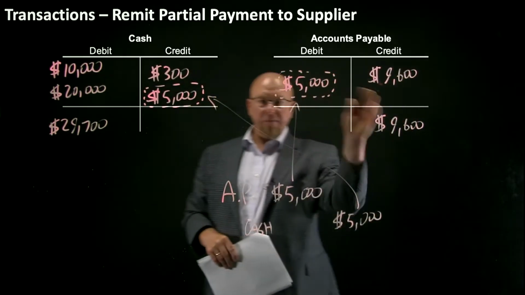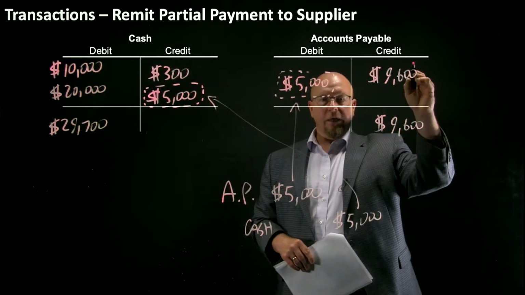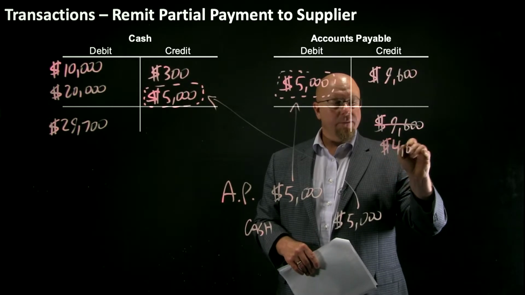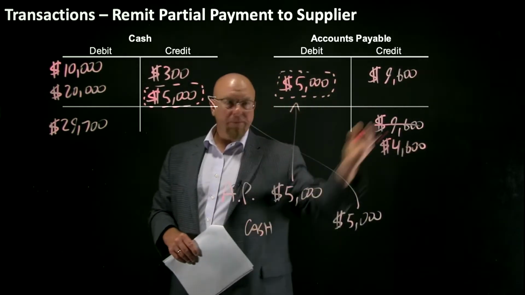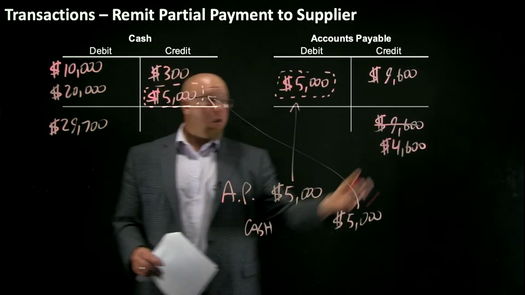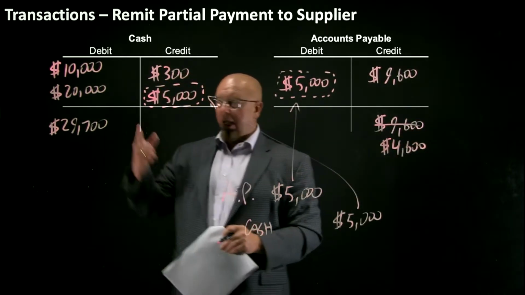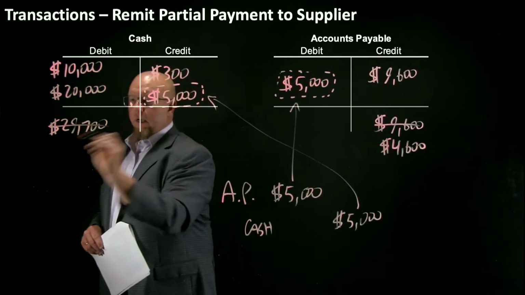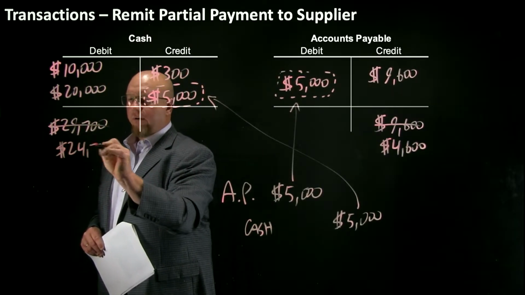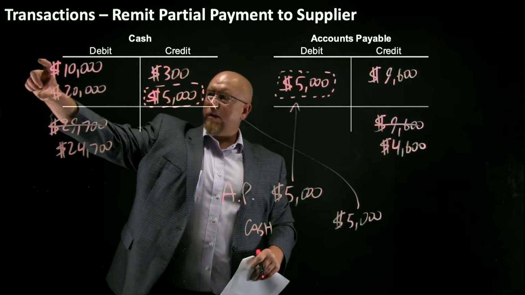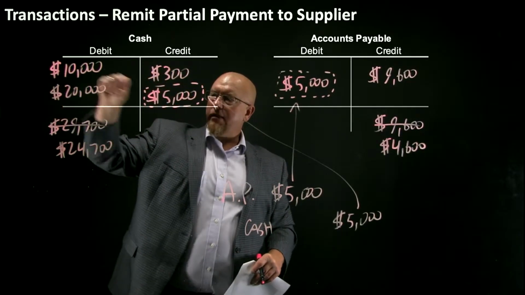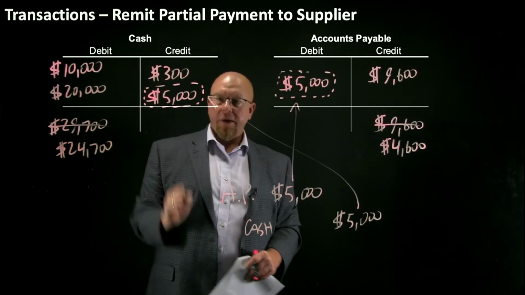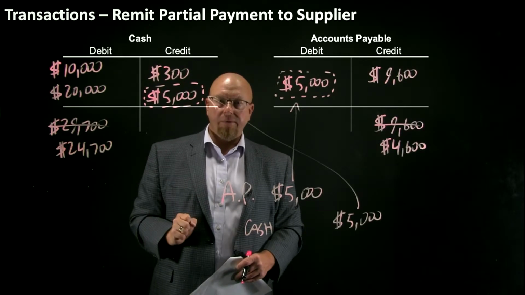And now we have some new balances to calculate as well. 9,600 minus 5,000 means that our accounts payable has a new balance of 4,600, which makes sense. The liability is getting smaller. You can see it getting smaller here. And over on the cash side of things, we used to have 29,700. Now we have 24,700 of cash. That's this 30,000 minus 5,000 here, which brings you down to 25,000, minus 300 is 24,700.